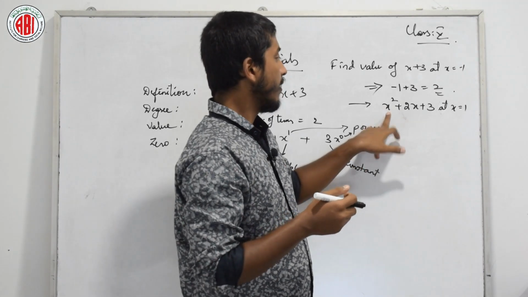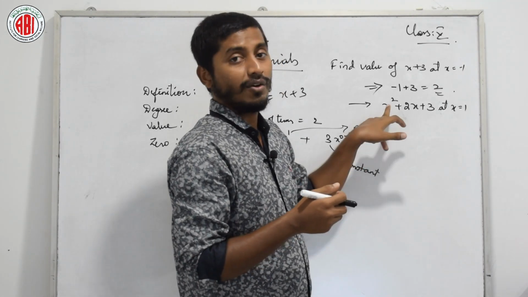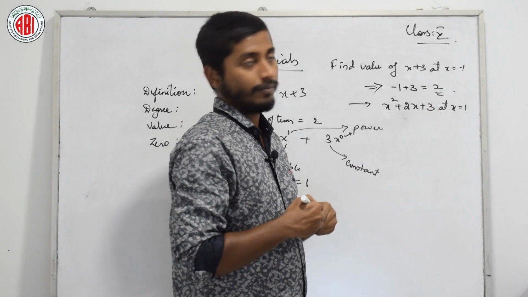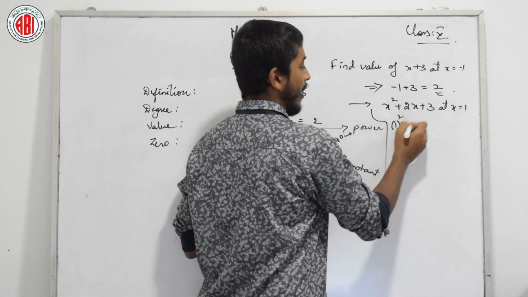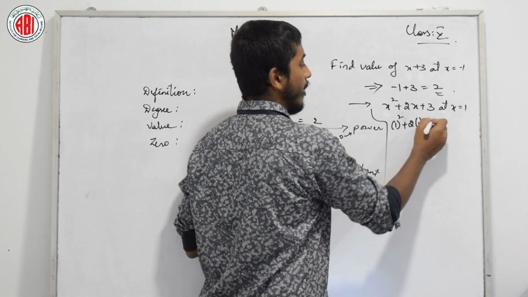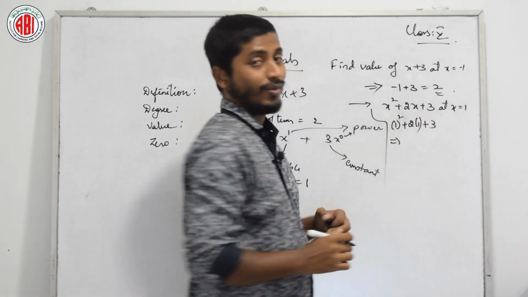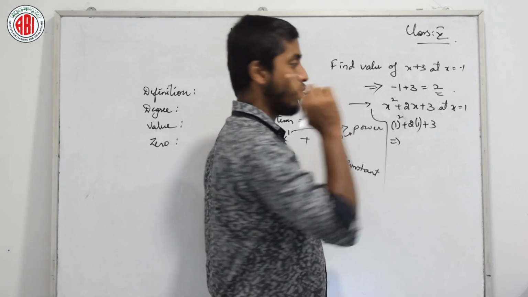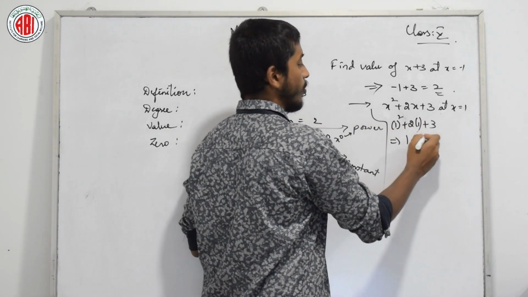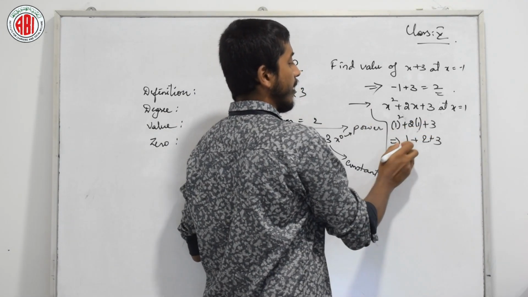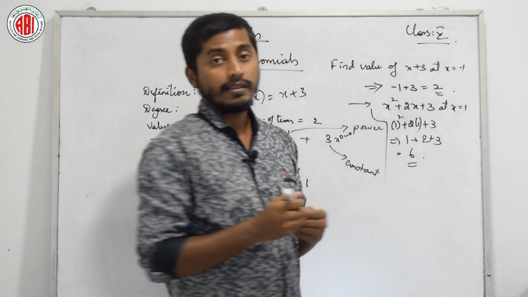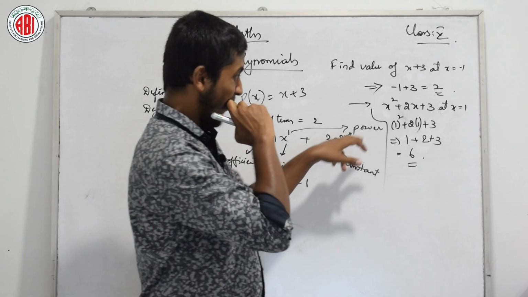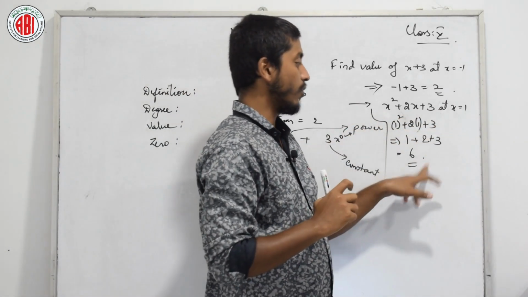Okay, see here, we have to substitute x is equal to 1 in the given polynomial. Let us see. In the x place, we will substitute 1: 1 squared plus 2 into 1 plus 3. What is 1 squared? 1 squared is 1 into 1, which is 1, plus 2 into 1 is 2, plus 3. Here 1 plus 2 is 3, 3 plus 3 is 6. Is that clear? This is the value of this polynomial at x is equal to 1.